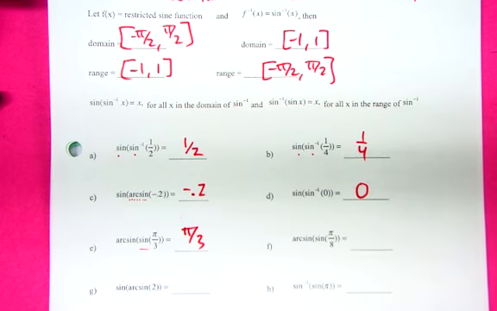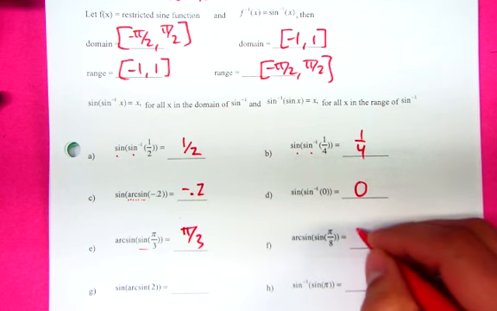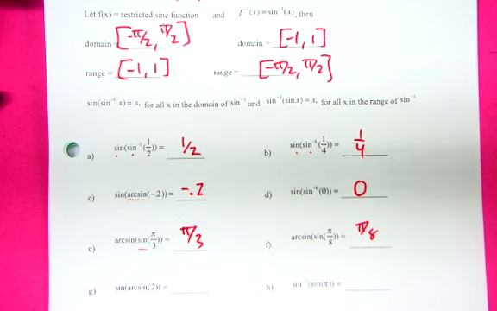What about Amel, pi over 8? Is that going to be good? Yes. Okay, so that's easy. What about Allison? This one.